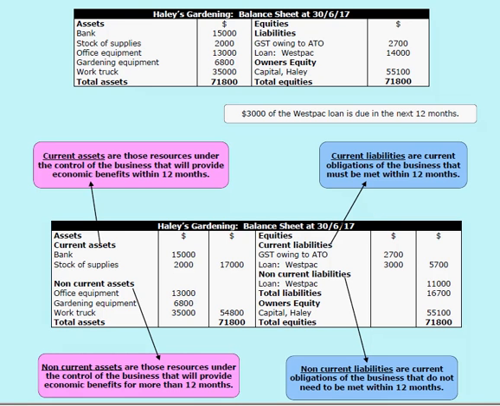This is a discussion about classified balance sheets. On the top of the screen is a balance sheet that is not classified. This is a standard balance sheet. This is the balance sheet for Haley's Gardening at the 30th of June 2017.